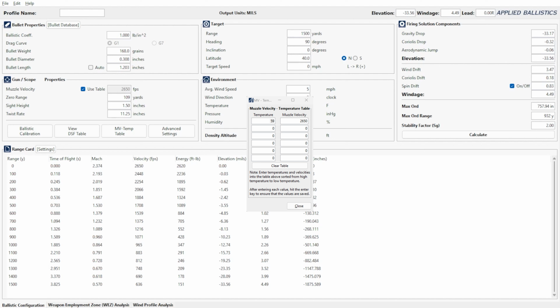Very cold day, likely it's going to be lower. There are some slight caveats to that. 9mm is a very odd situation that you often find: when it's really cold, the muzzle velocity goes up, and when it's really hot, it goes down. And that's partially to do with the fact that there's very little volume in the case.